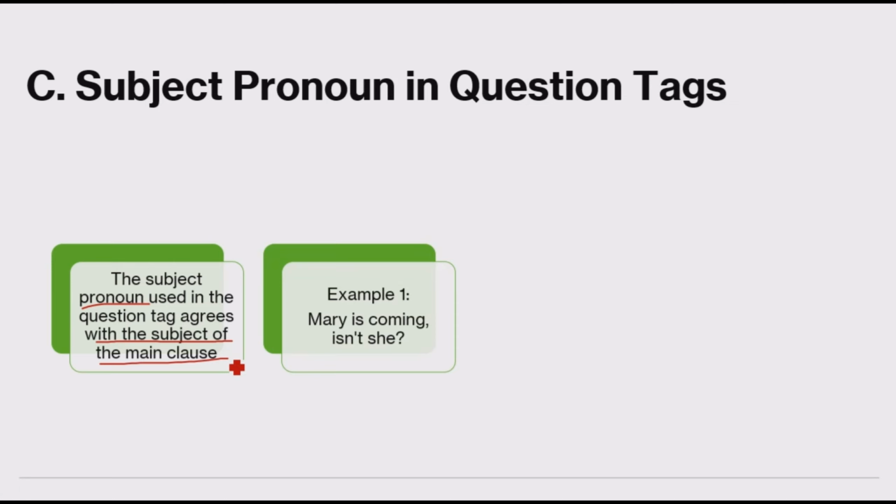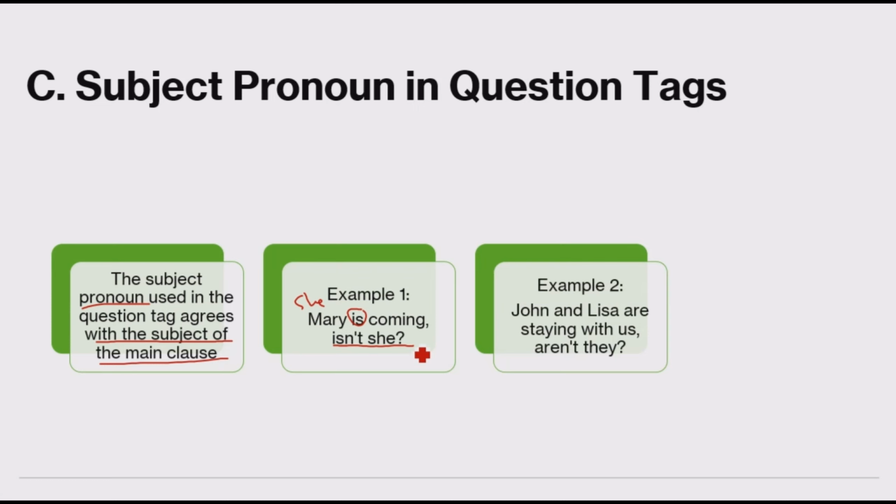Example 1, Mary is coming. So Mary is coming. Mary is a she. This is a feminine name. So is is the be verb. So isn't she? Because she is the pronoun of Mary, who is a lady. So isn't she? That needs to agree. Example 2, John and Lisa are staying with us. So John and Lisa is they because it's plural.